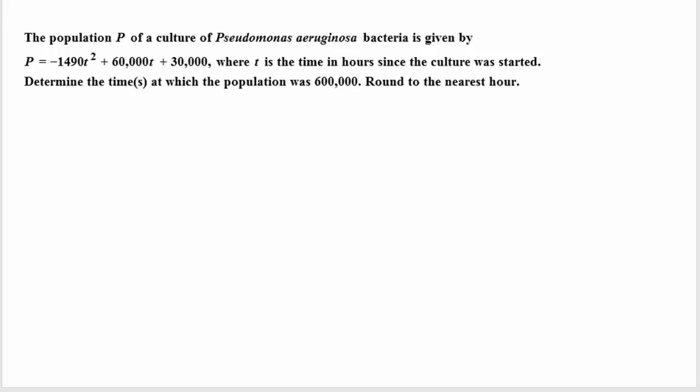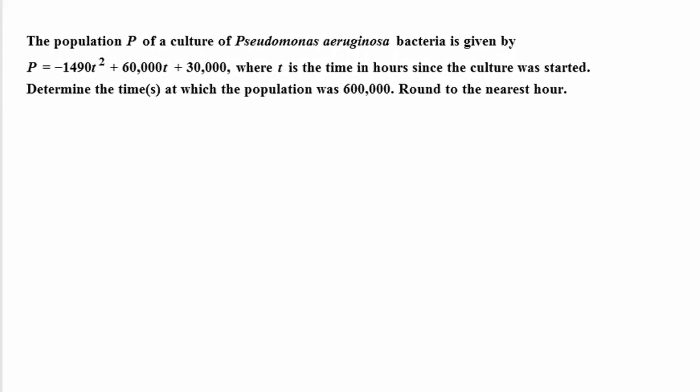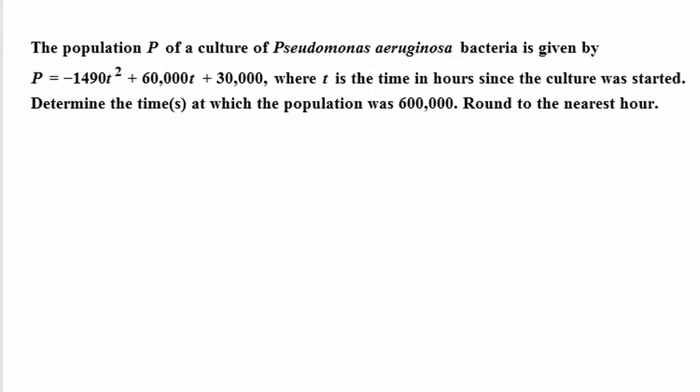We have an application question which involves a quadratic. It says the population P of a culture of bacteria is given by P equals negative 1490 t squared plus 60,000 t plus 30,000, where t is the time in hours since the culture was started. Determine the times at which the population was 600,000. Round to the nearest hour.